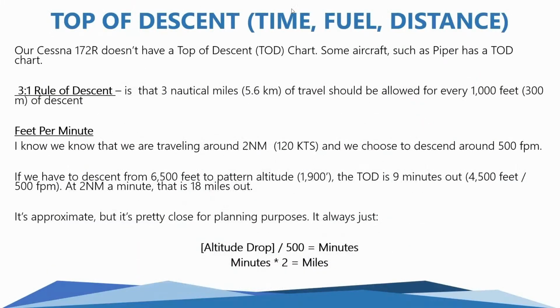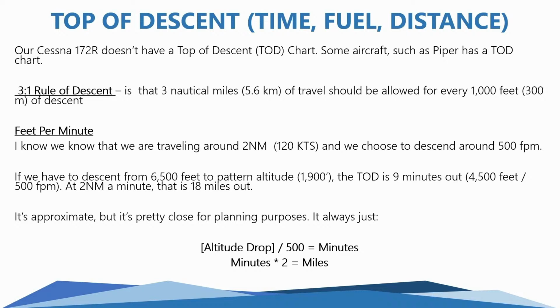It's just going to be a matter of we're flying at 6,000 feet, and when are we going to actually want to start descending? Now, the Piper aircraft and Diamonds, and I think Cirrus have them as well, they have top of descent charts. The Cessna 172 Romeo that we're looking at does not actually have a TOD chart. So there are two different ways that we can basically calculate this.